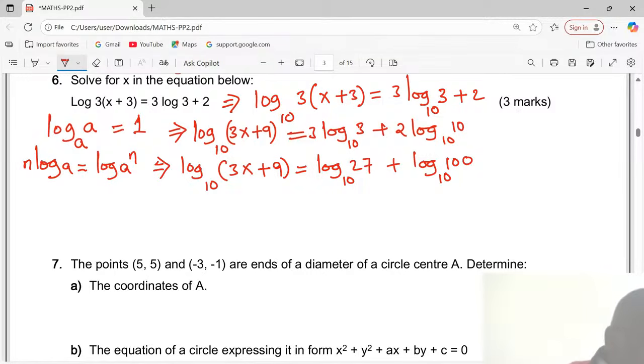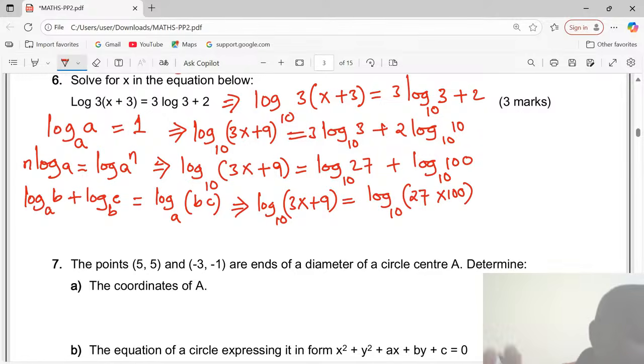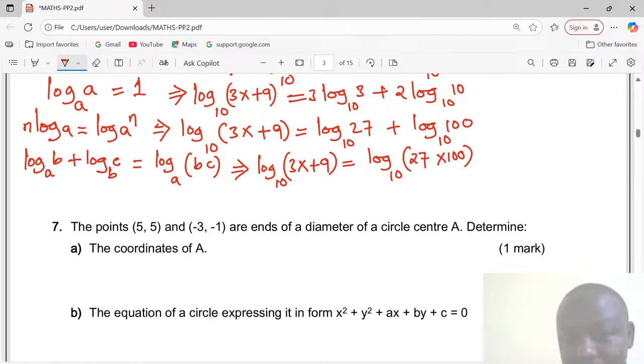Now, we can apply the first law of logarithms, which says whenever you have the log of b to base a plus the log of c to the same base, you can sort this out by taking the log to this common base, and b is multiplied by c. Then we can apply it to the right hand side of this equation. The log to base 10 of 3x plus 9 equals the log to base 10 of 27 multiplied by 100. At this stage, we can't continue applying more laws of logarithms. We can only now drop logarithms, not cancel logarithms, drop logarithms and equate the right hand side to the left hand side.